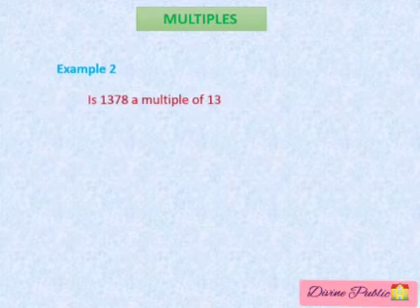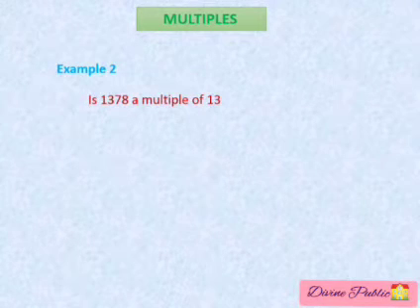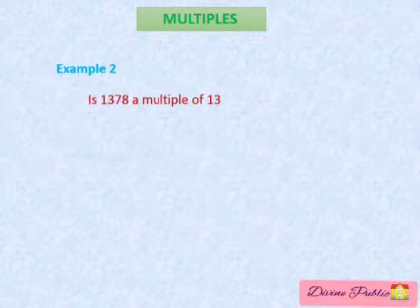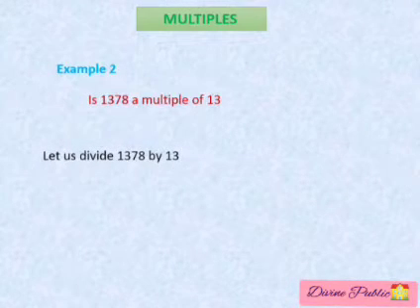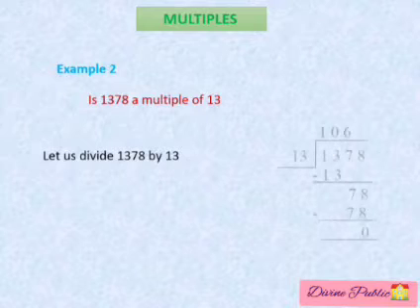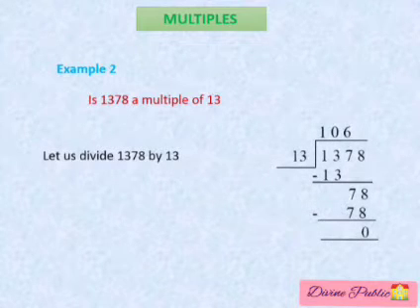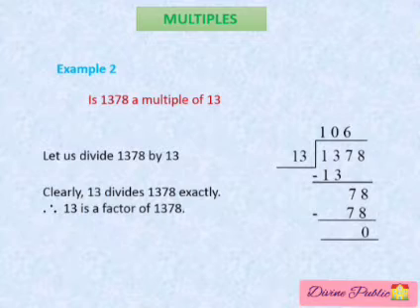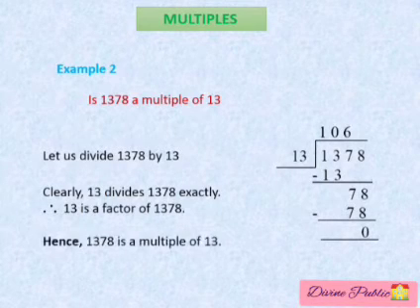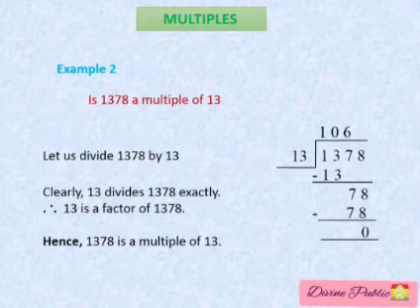Now see the second example. Is 1378 a multiple of 13? To solve this, we have to divide 1378 by 13. In the division, you can see clearly 13 divides 1378 exactly. Therefore, 13 is a factor of 1378. Hence, 1378 is a multiple of 13.